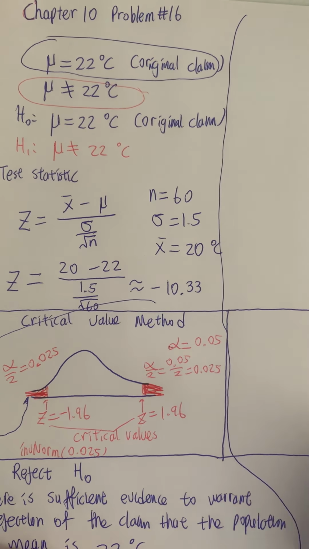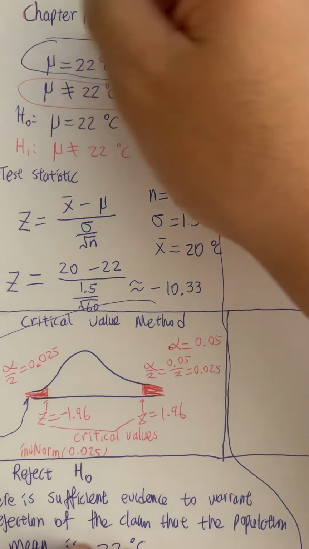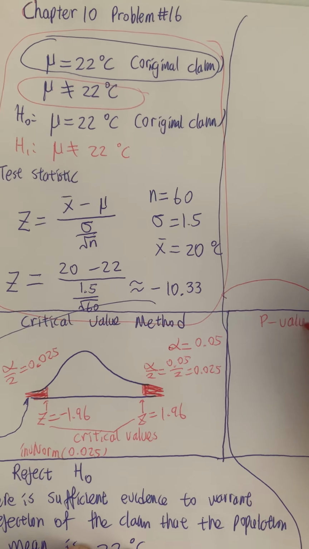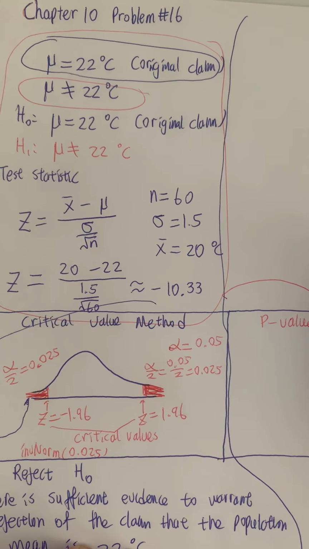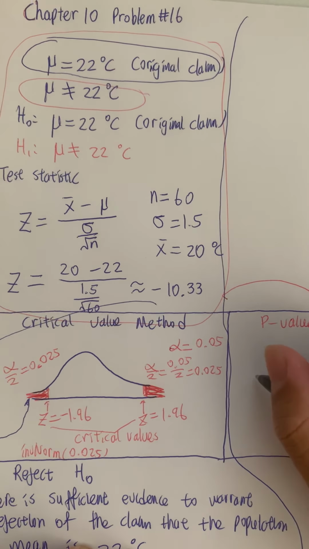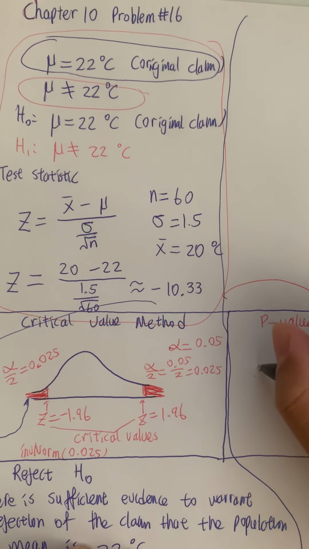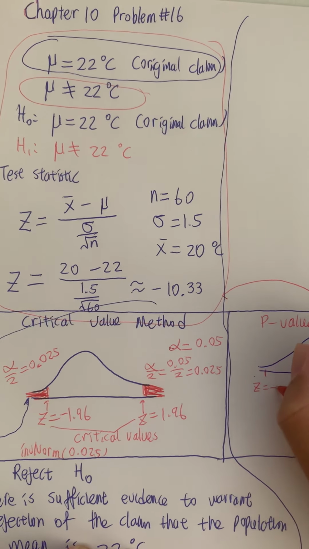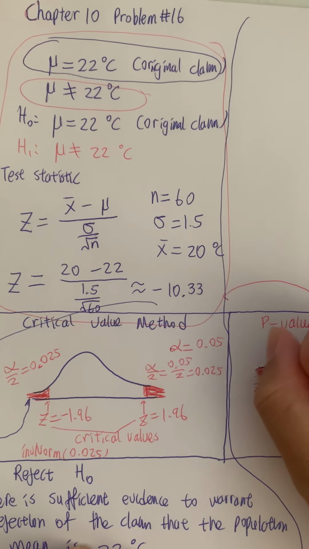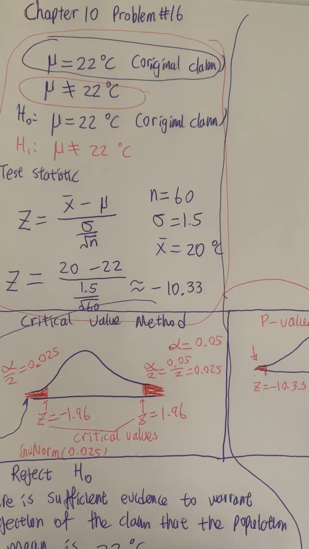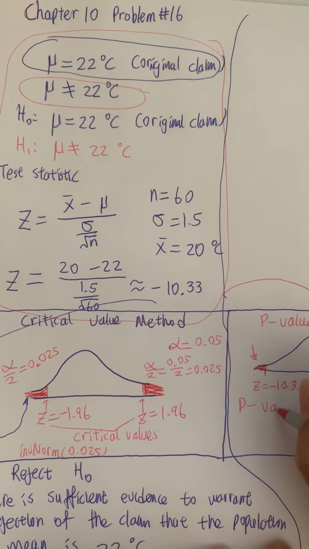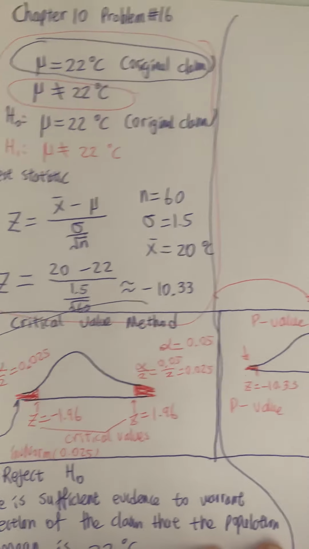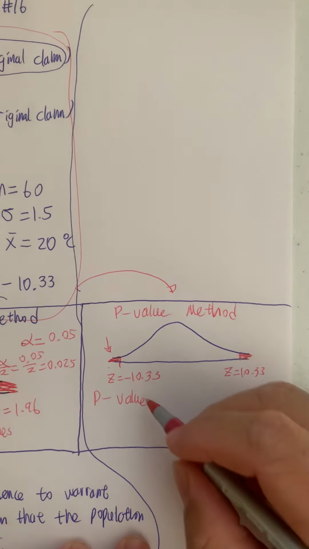Whether you use the critical value method or the p-value method, this part stays the same, and then go here. So the p-value method. Here is the test statistic negative 10.33. This area here is the p-value, but since it's two-tailed, you want to multiply by 2. So think about another z equal to 10.33. Adding those two areas together gives the p-value.